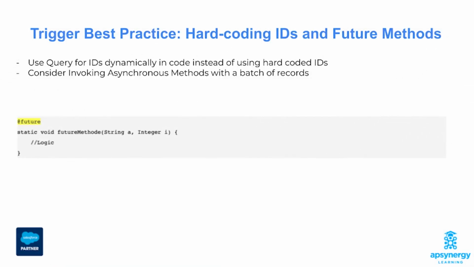You can query for IDs dynamically in code instead of using hard-coded IDs. This prevents code breaking when you spin up a new sandbox or scratch org, because IDs in sandboxes or scratch orgs are different than in production.